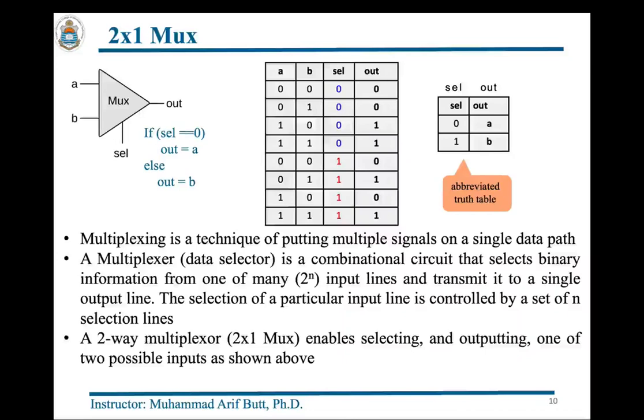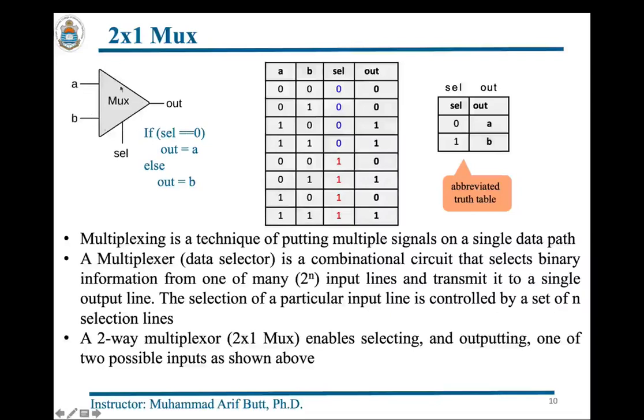Well, dear students, multiplexing is a technique of putting multiple signals on a single data path. A multiplexer, also called a data selector, is a combinational circuit that selects binary information from one of many 2 power n input lines and transmits it to a single output line. The selection of the particular input line is controlled by a set of n selection lines. A 2-way multiplexer is shown here.